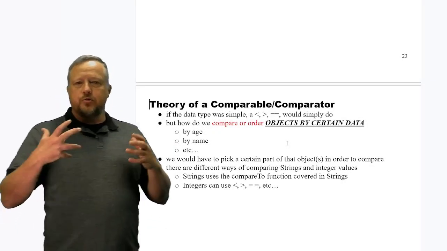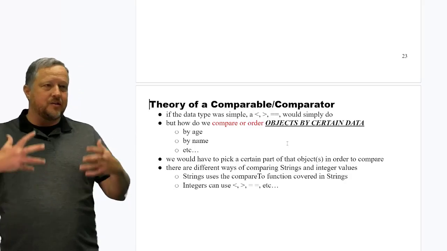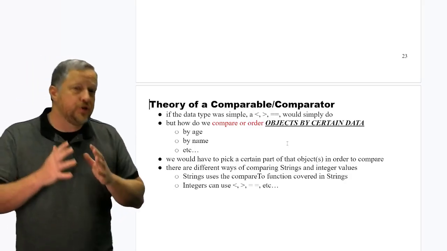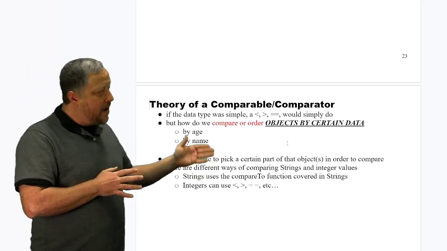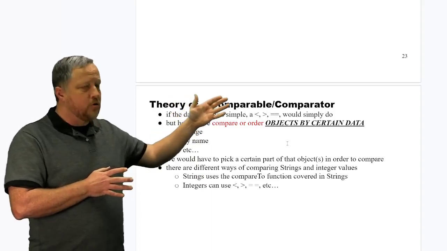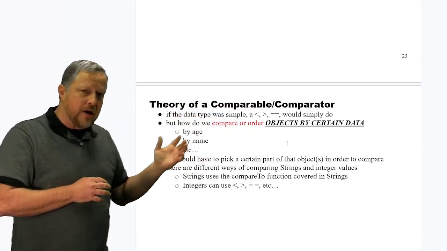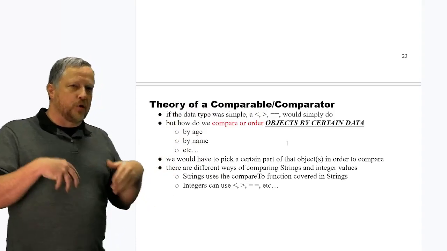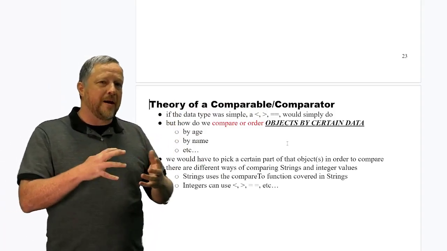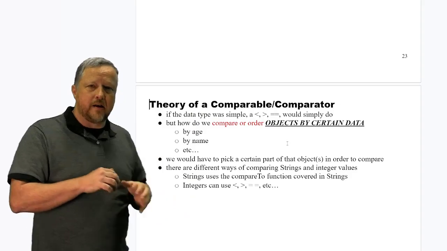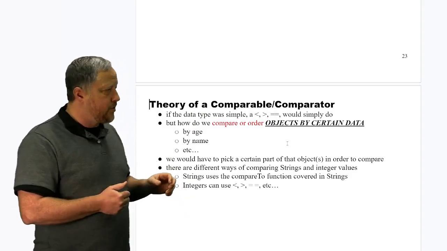If we want to compare complex custom objects in Java, we have to use what's called a comparable or a comparator. Now, their jobs are actually the same thing, but the overall setup is going to be different, and that's what I'm going to explain here in the next couple of smaller videos.